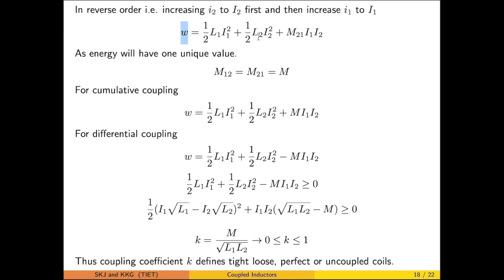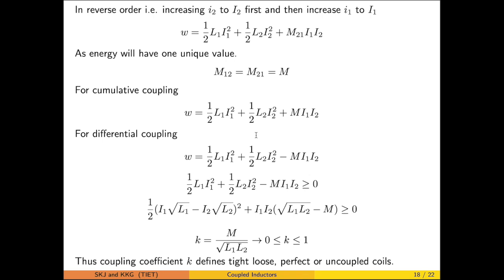So first two terms are the same. The second term here, M21 is appearing, in the previous it is M12. However, the energy suggests that when the current levels are the same, it has to have one unique value. So there cannot be two energy levels, and that suggests that it is possible only when M21 is equal to M12 is equal to M. So that is one aspect.